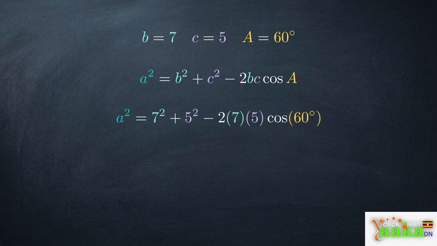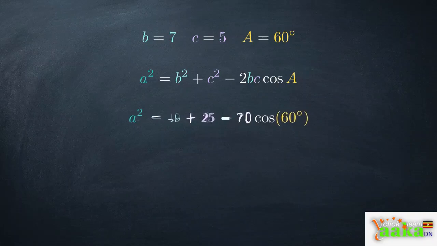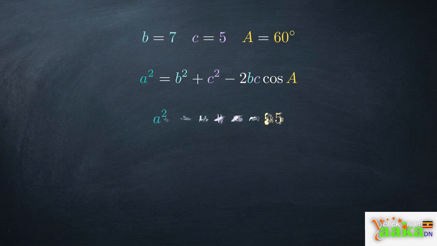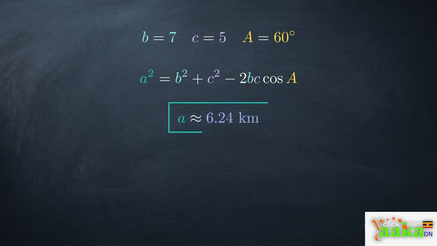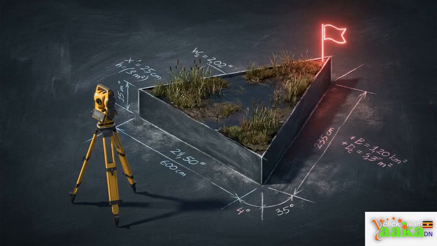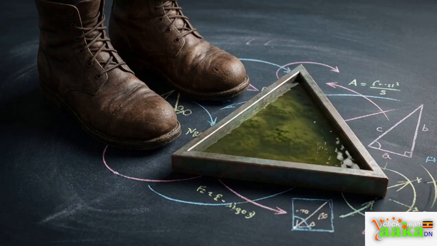Now we follow standard algebraic steps. We square the sides to get 49 and 25. The cosine of 60 is 0.5, turning the final term into minus 35. This simplifies to 39. Taking the square root gives our missing distance, approximately 6.24 kilometers. By utilizing the cosine rule, we just calculated an inaccessible physical distance across a swamp, using nothing but the measurements we could take safely from dry land.